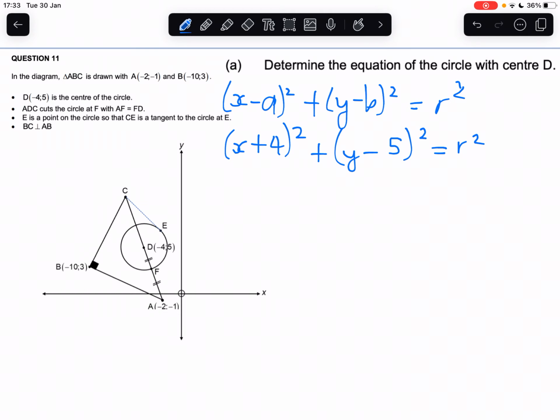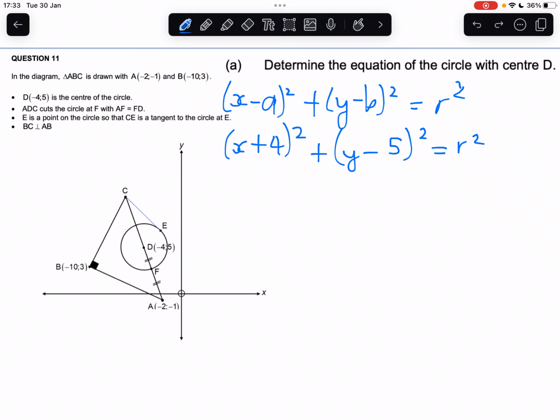Okay, not as scary as I thought. What jumps out at me is, okay, this is a radius, DF, and we've been given information about DF. We've been told that DF is the same length as FA, and we know the coordinates of D and A, so we can work out the length of DA, and then we know that DF and FA are half of that length. Okay, so let's do that.